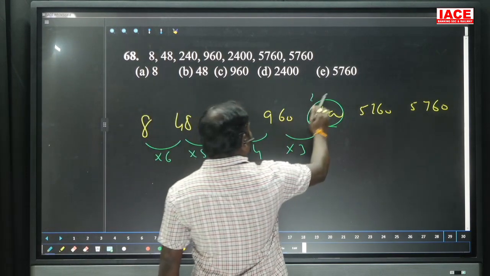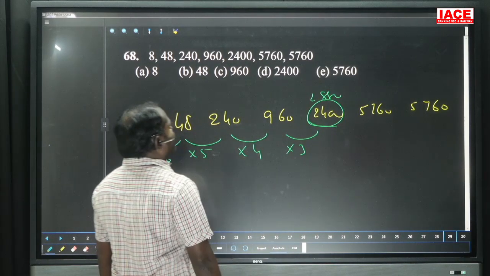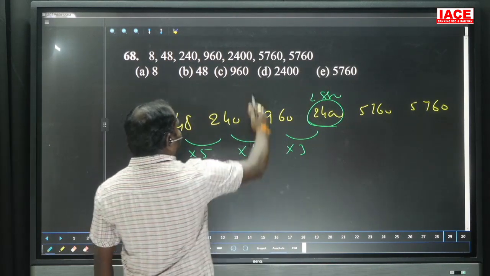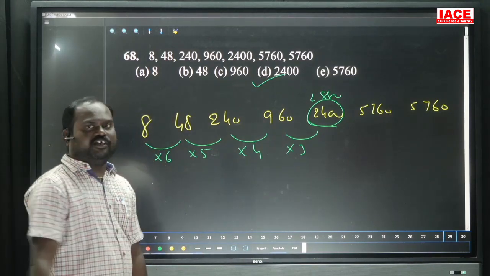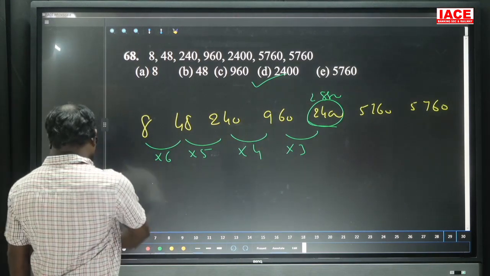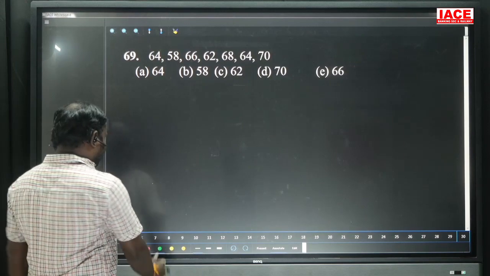If it is 2880, that will be correct. So obviously 2400 is the wrong number. Option D, right? Next.